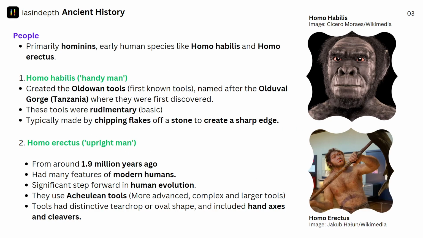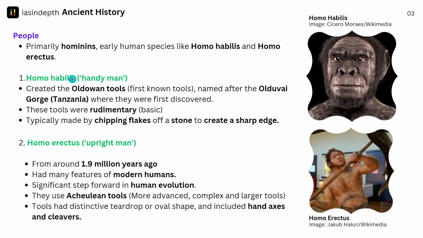Now if you're talking about the people during the period, we call them hominids. These are early human species. The earliest form of Homo sapiens, the modern human beings, they are not related to Homo sapiens in form. As you can see in these images, this is the earliest form of hominids. The name is Homo habilis. And the second one is Homo erectus, relatively new during the lower Paleolithic age.